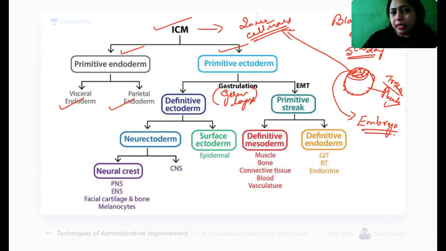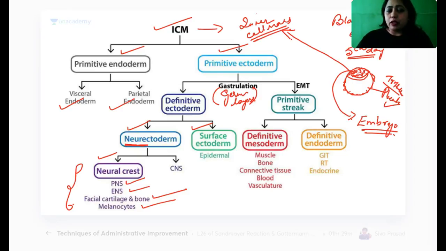Now the primitive ectoderm will give rise to the definitive ectoderm, and that differentiates into neuroectoderm and surface ectoderm. The name itself tells you here, neuroectoderm. So something to do with the neural crest cells, which give rise to various other cells in the PNS, ENS, and also the cartilages and bones, and also importantly melanocytes. So all these are derivatives of the neural crest cells. Okay, they are present throughout the body, and it will not just stop at that, it will also give rise to other structures and contribute to the pharyngeal arch derivatives.